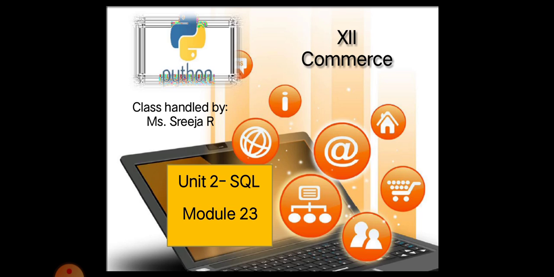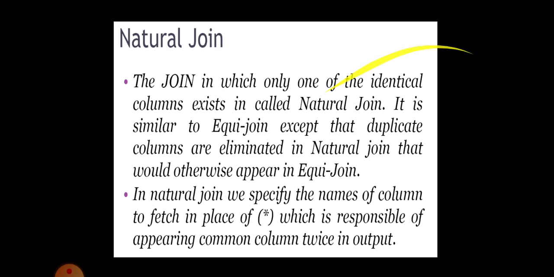Today also we are going to discuss more about joins. This is the 23rd module of Unit 2 SQL. Today we are going to discuss natural join. The join in which only one of the identical columns exists is called natural join.